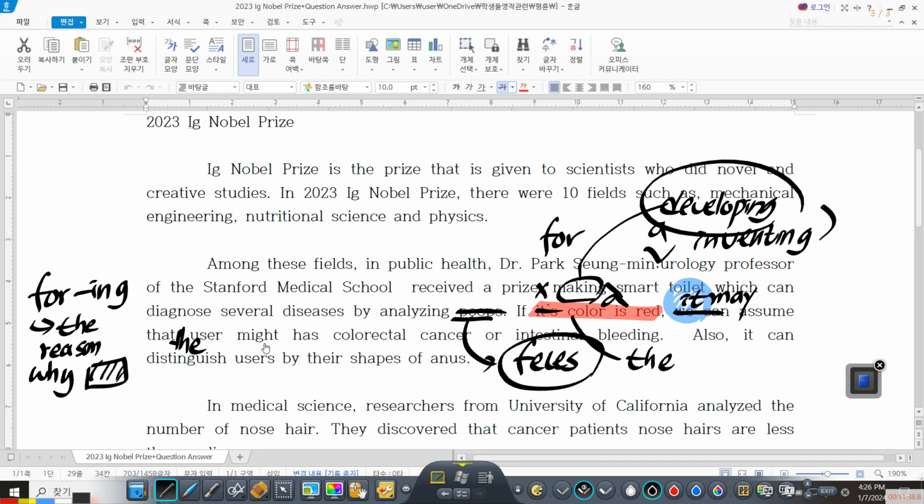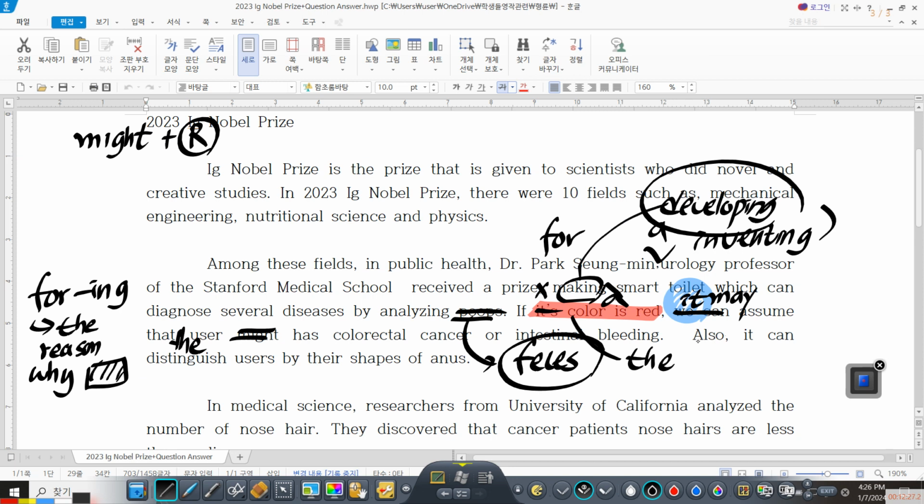has, hey, no. When we say may, you don't have to say might here. So might is a modal auxiliary verb, which is always followed by the bare infinitive, like 동사원형. So no. It is simply fixed by getting rid of the modal auxiliary might. We already used may here. It may assume that the user has colorectal cancer. Ooh, that's huge. And intestine bleeding. Perfect.